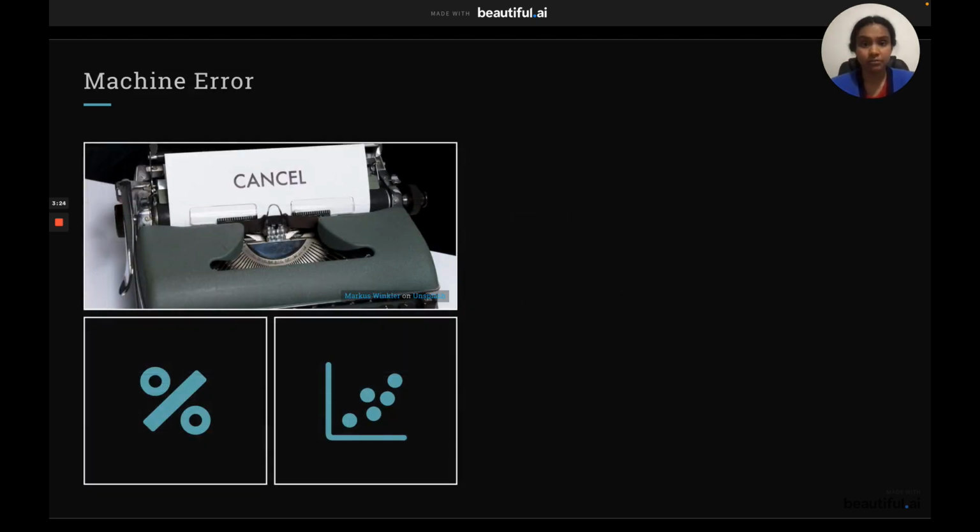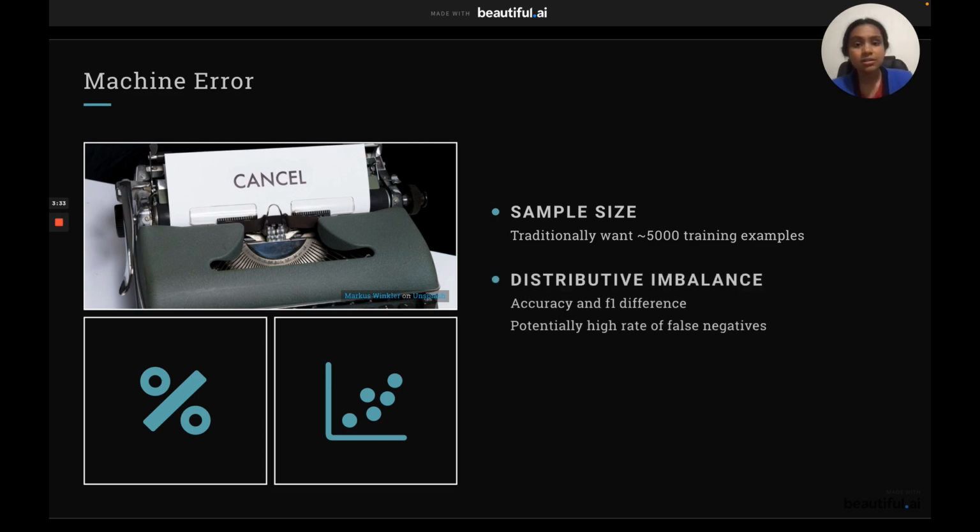To more so account for machine error, we have to think about two things. First of all, in terms of our sample size, you traditionally want approximately 5,000 training examples, whereas we only have about 1,000. Secondarily, there's a distributive imbalance in this case, where there could be an accuracy and F1 difference, especially with a high rate of false negatives.